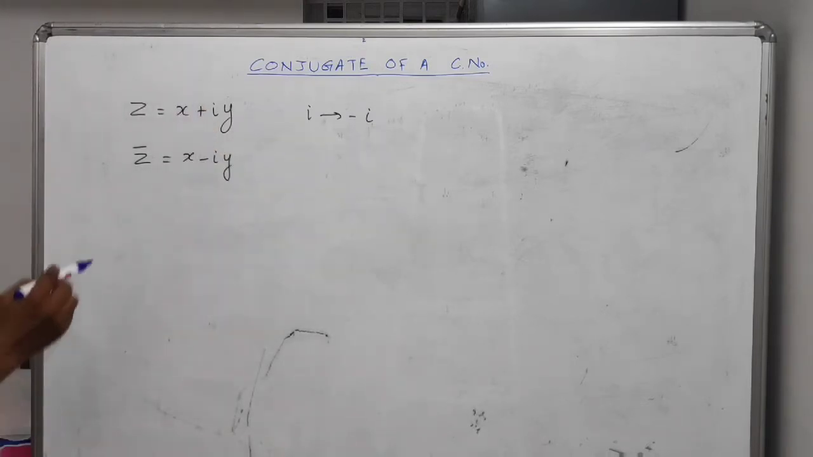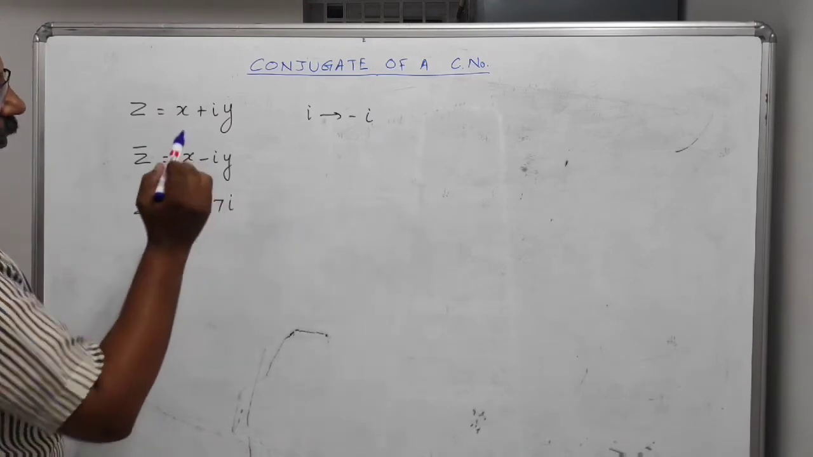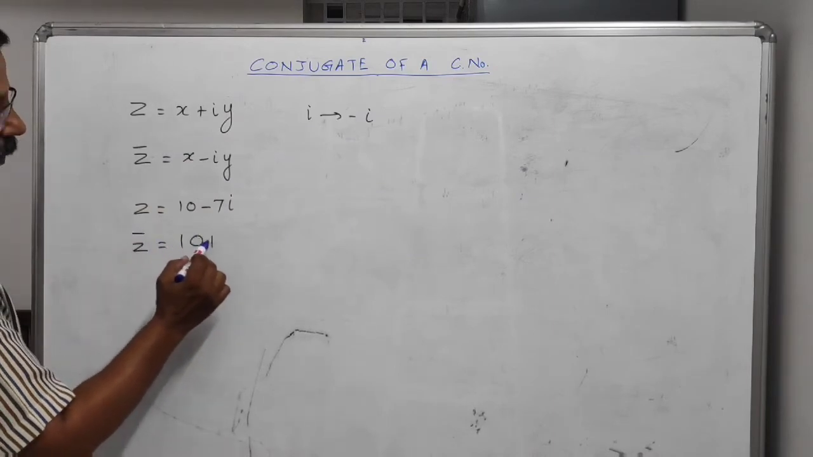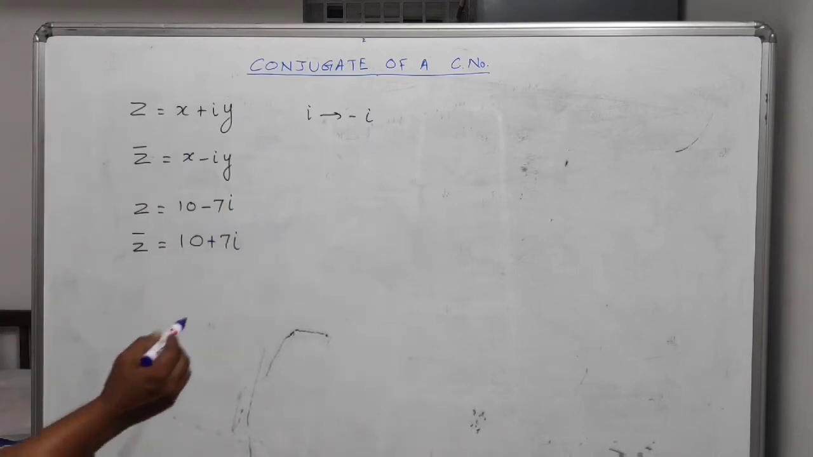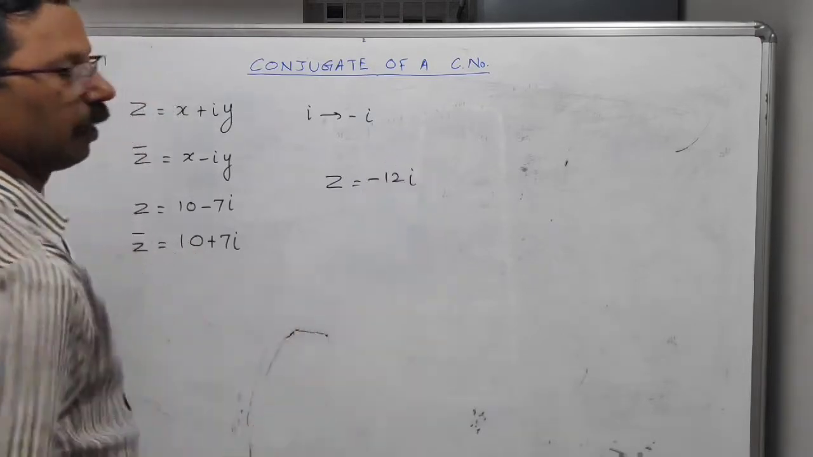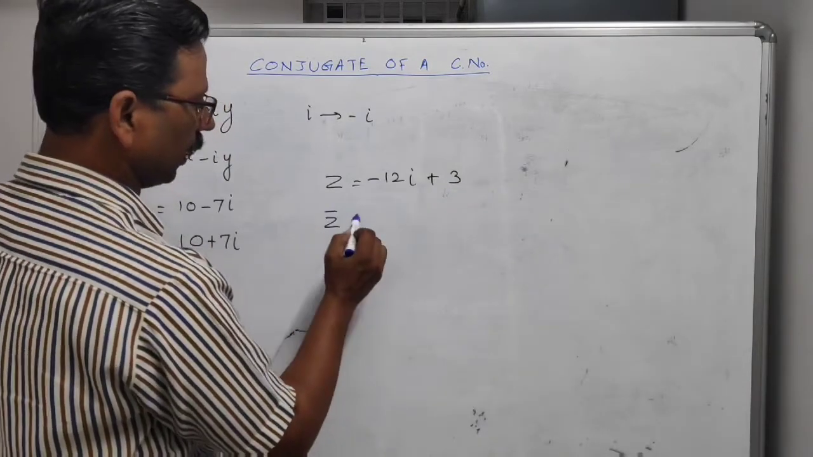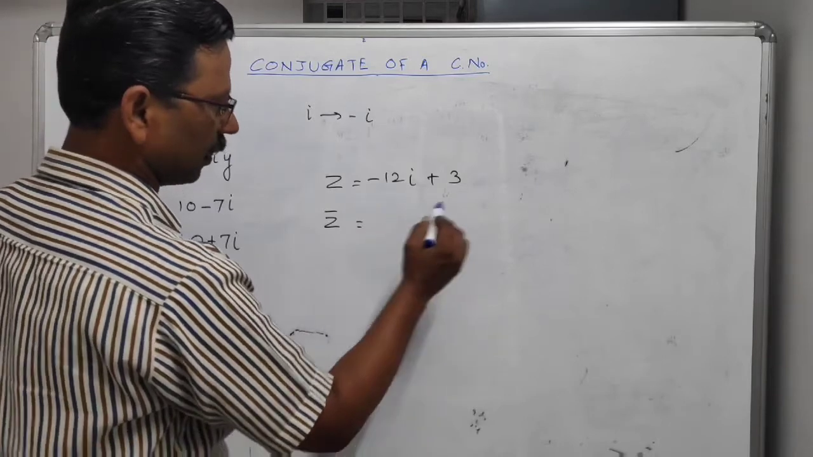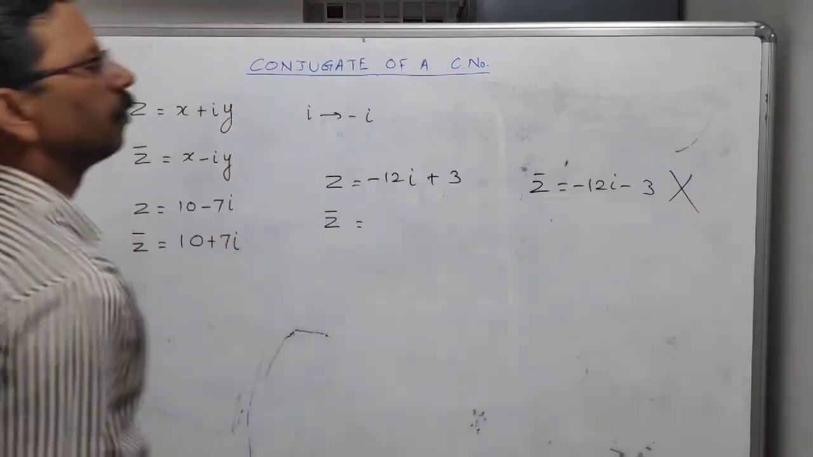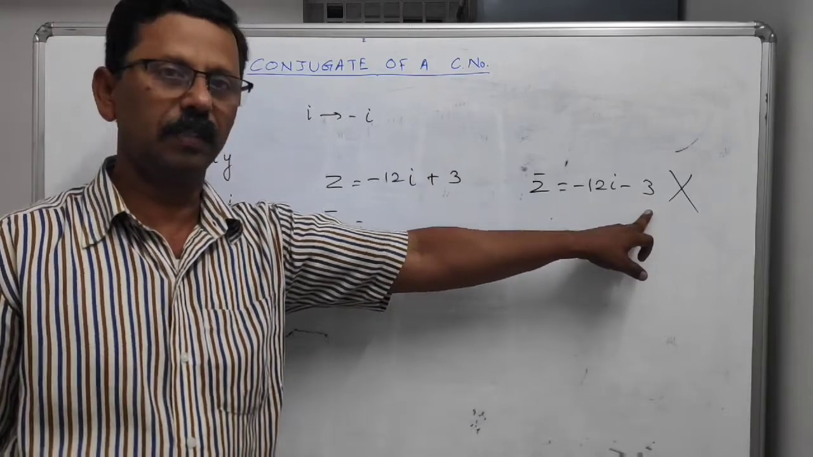That's all. For example, you can say z is equal to 10 minus 7i. Its conjugate will be z bar is equal to 10 plus 7i. Suppose you have z is equal to minus 12i plus 3. Then you should not write z bar is equal to minus 12i minus 3, because that is wrong. Here you have changed the sign of the real part, not like that.